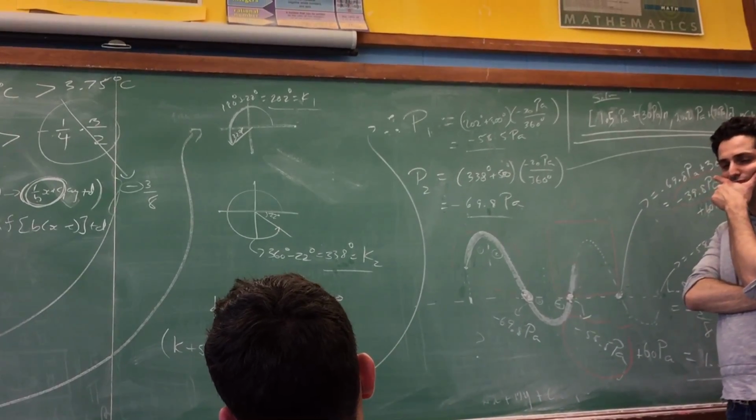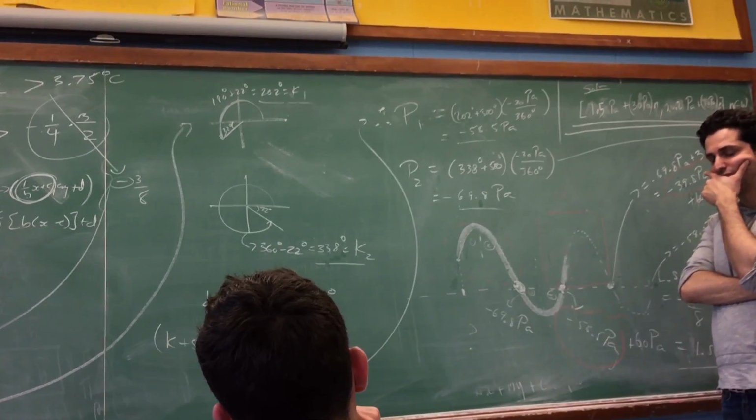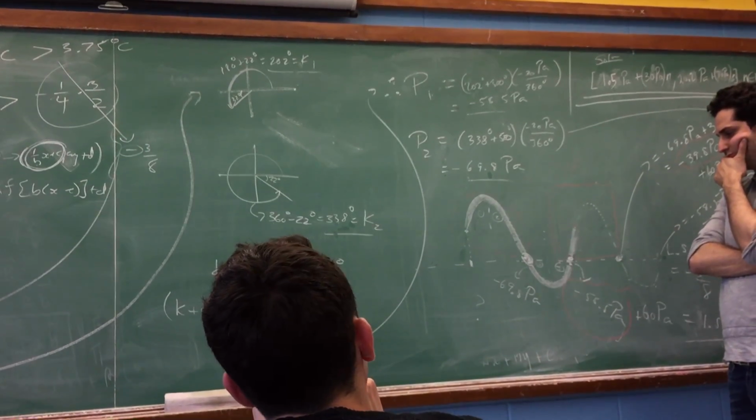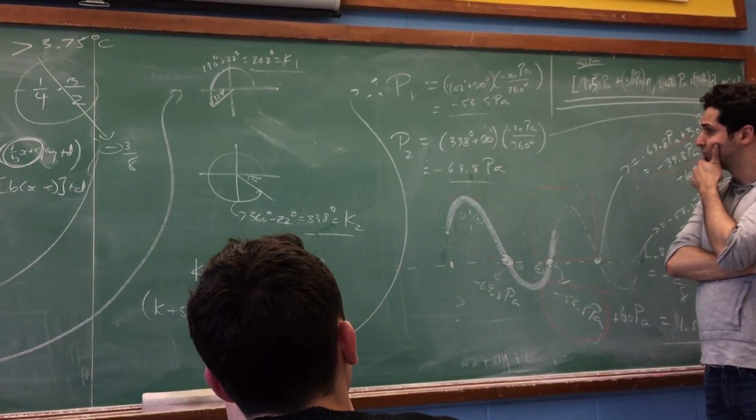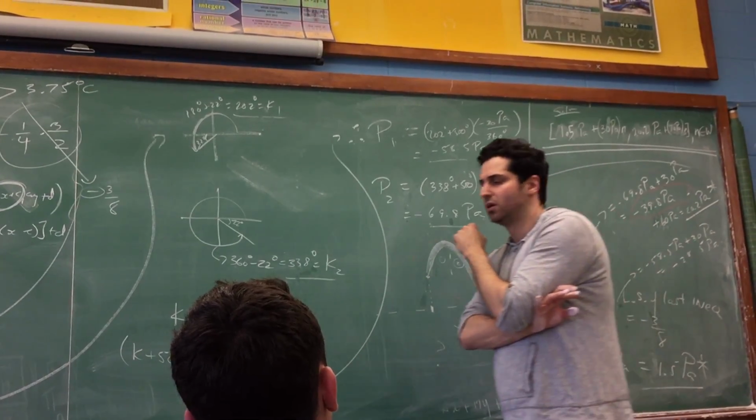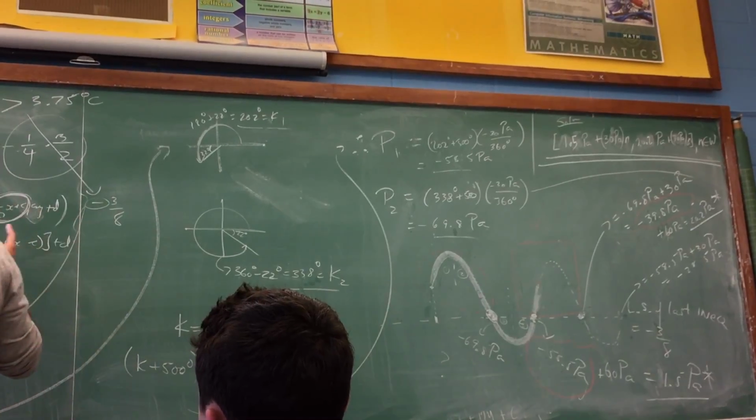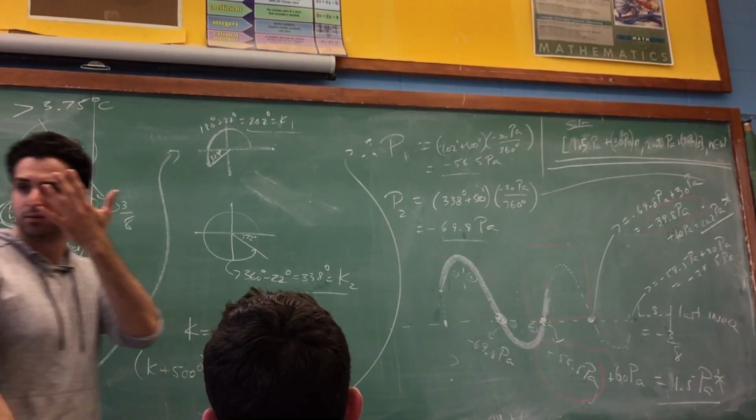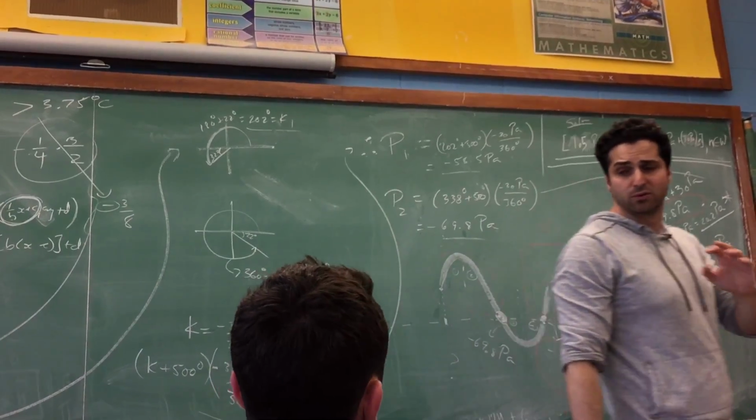But if that's the case, shouldn't solution 1, which is negative 58.5, be on the quadrant 3 point, and negative 69.8 on the other point? Nope, because B is negative, so it's reflected. You didn't draw a reflected wave. I don't have to. You don't have to.